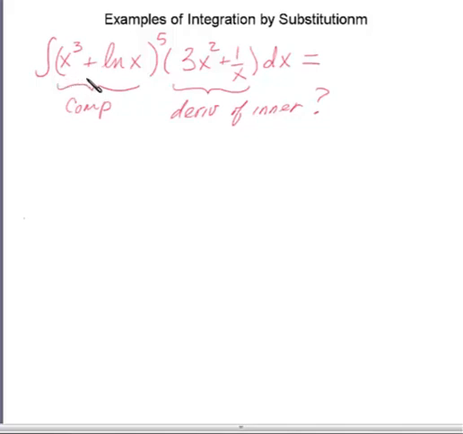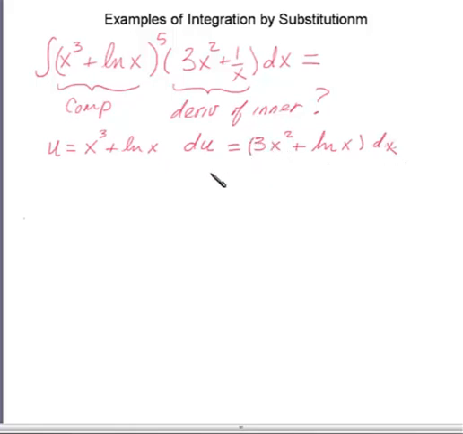f prime of g of x, where g of x is the inner function, times g prime of x. So the easy way to calculate the value of this indefinite integral is to let u be the inner function. U will be x cubed plus natural log x. Then what can you tell me about du? Du, the differential, would be 3x squared plus, and what's the derivative of 1 upon x? Natural log x, and then all dx.